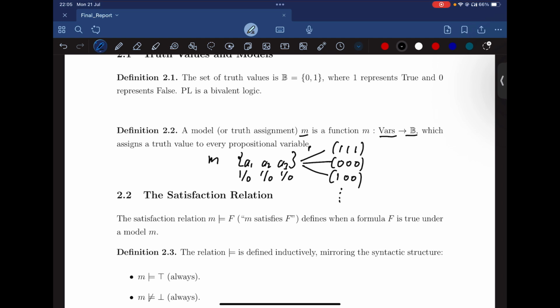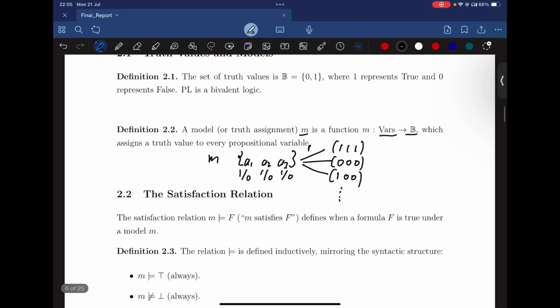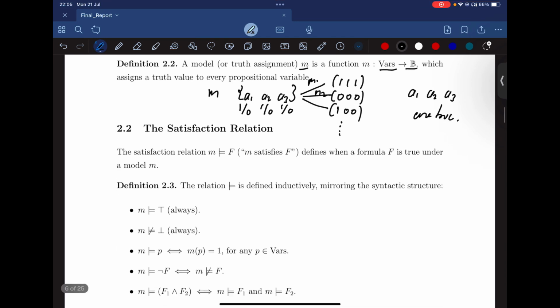Each of these mappings is essentially a model. Let's say this is model M1, this is model M2. So the way we refer to it is that under model M1, A1, A2, A3 are all true. Now let's see the satisfaction.